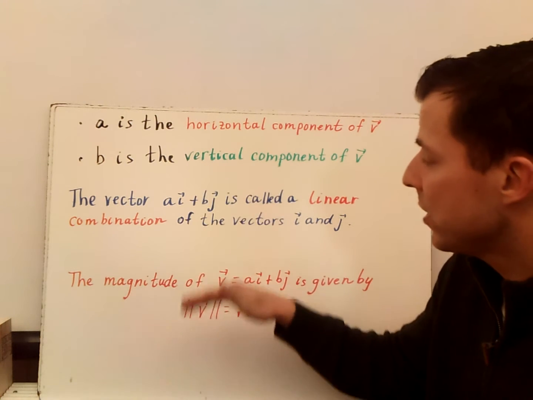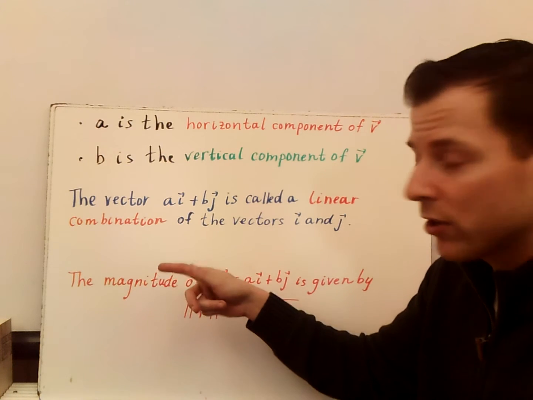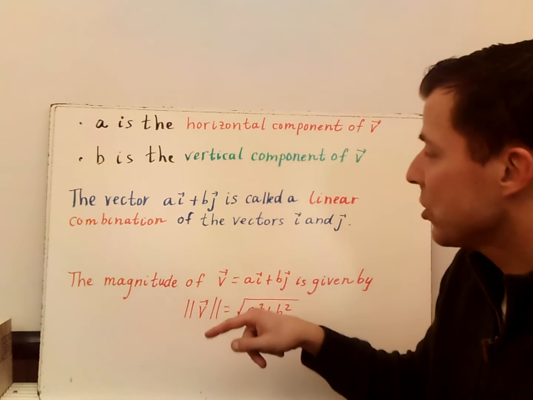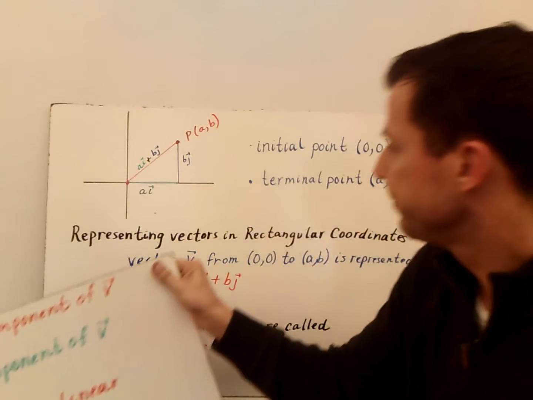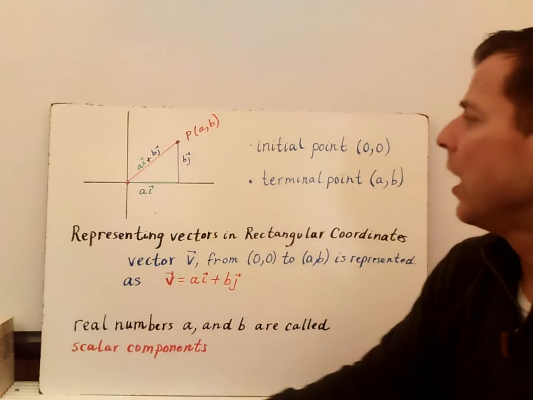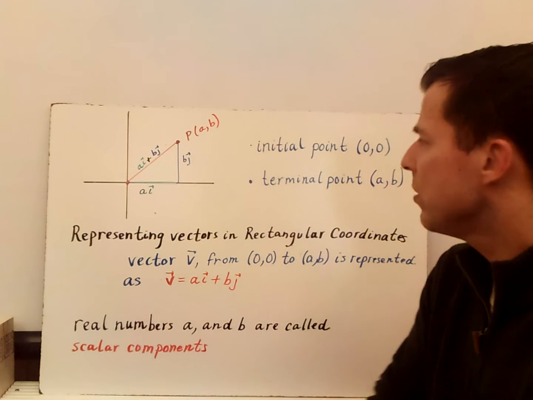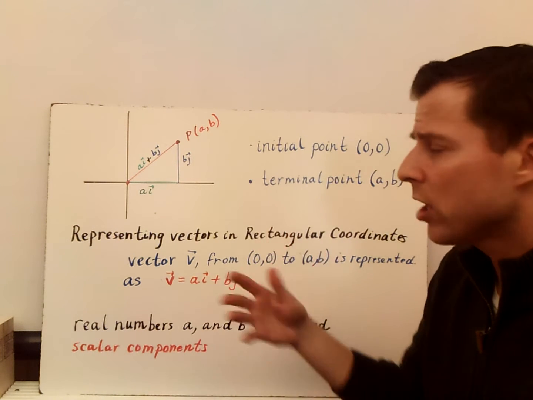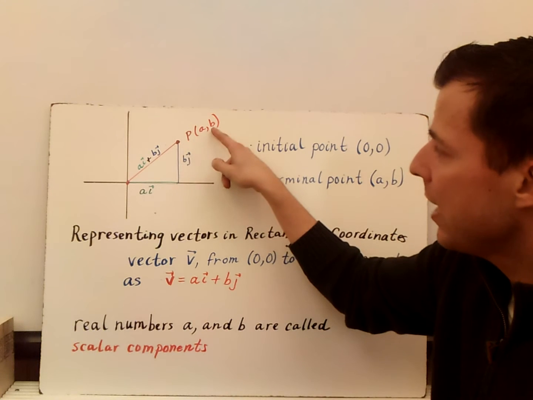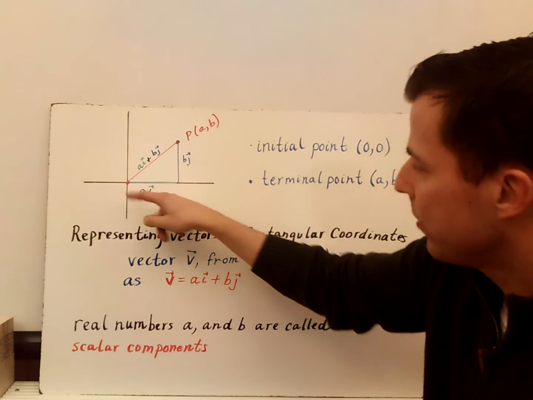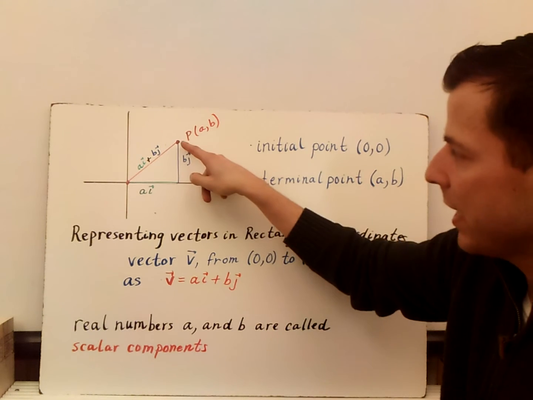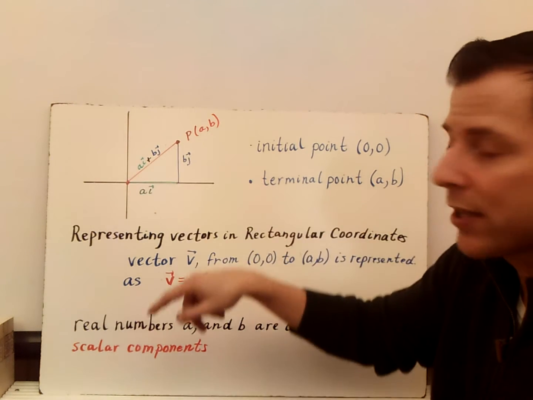So here's a couple definitions of what we talk about with a linear combination. a and b are actually scalars, and we'll get into talking about this now. So we define i and j as unit vectors. Let's talk about if we have this point P(a, b) in the coordinate plane. The initial point is going to be at (0, 0). The terminal point is going to be at (a, b). So there's the directed vector.